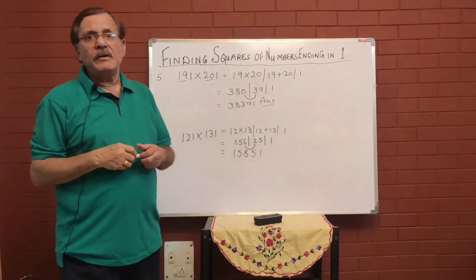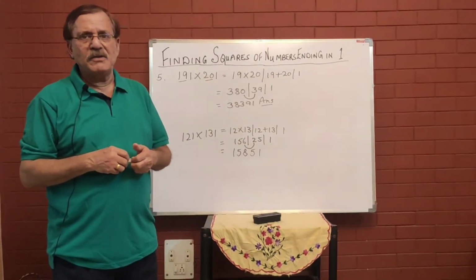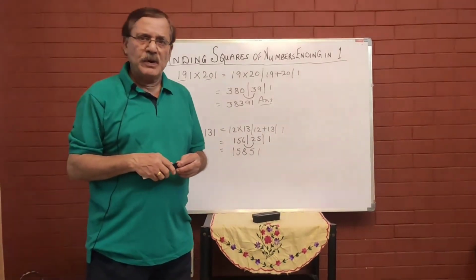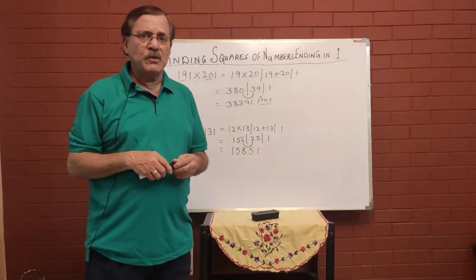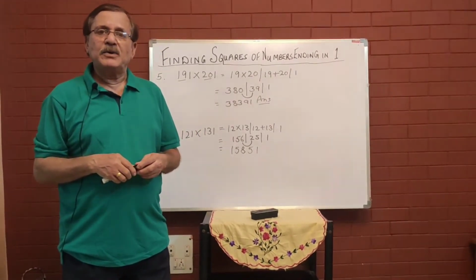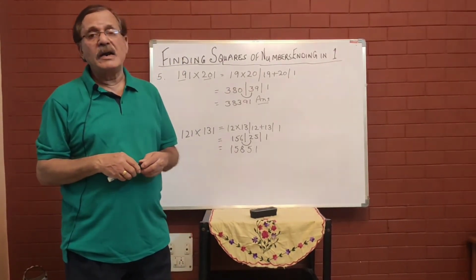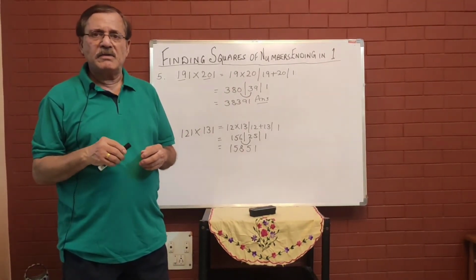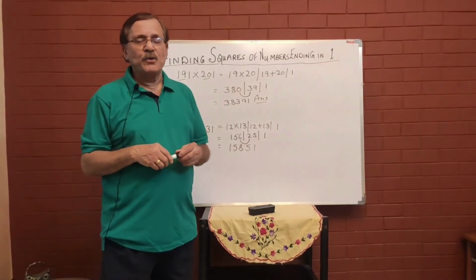So we had done today two very important and very enjoyable tricks, that is finding the squares of numbers which were ending with 1, for example 21 square, 41 square, 91 square, and so on and so forth. As well as we also learned how to multiply two different numbers ending with 1, like for example 41 multiplied by 51, 61 multiplied by 71, 81 multiplied by 91, and so on and so forth.